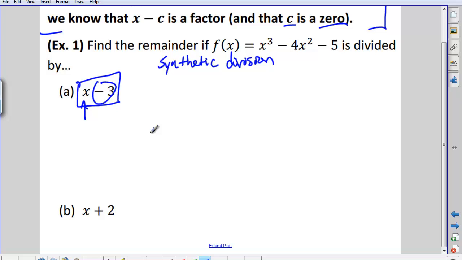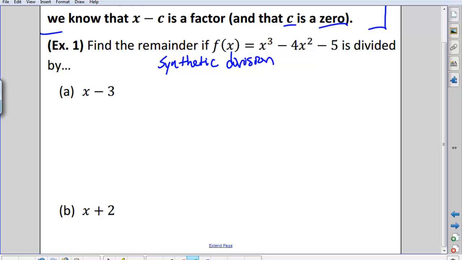If that were x squared minus 3, we couldn't do synthetic division. If that were 2x minus 3, we couldn't do synthetic division. It has to be x plus or minus some constant value. For the sake of what we're doing here, anytime we're checking this division, we can use synthetic division. They'll always be set up that way.